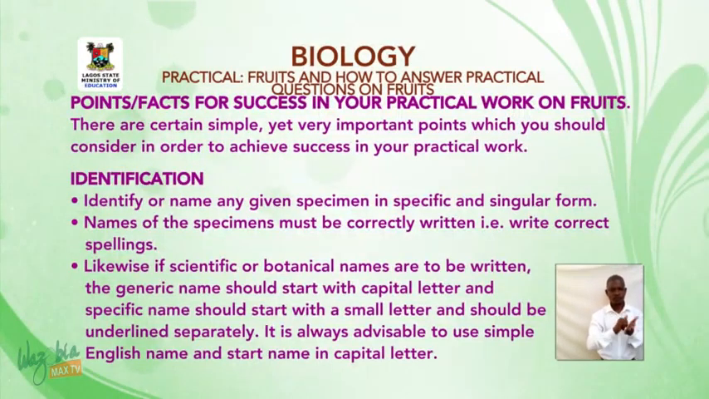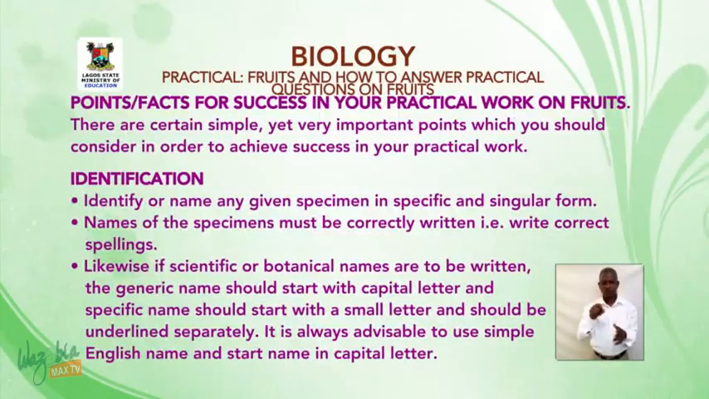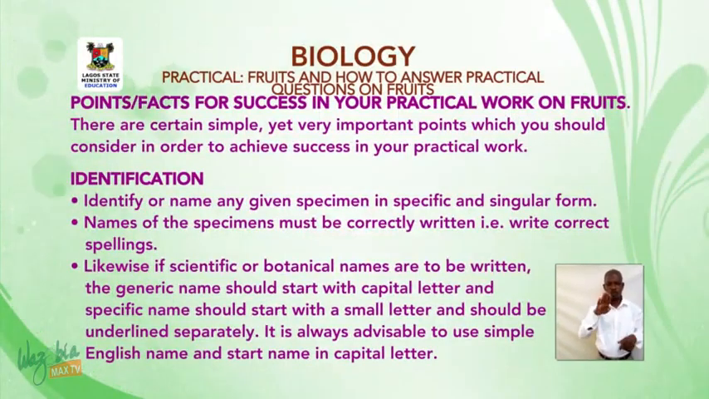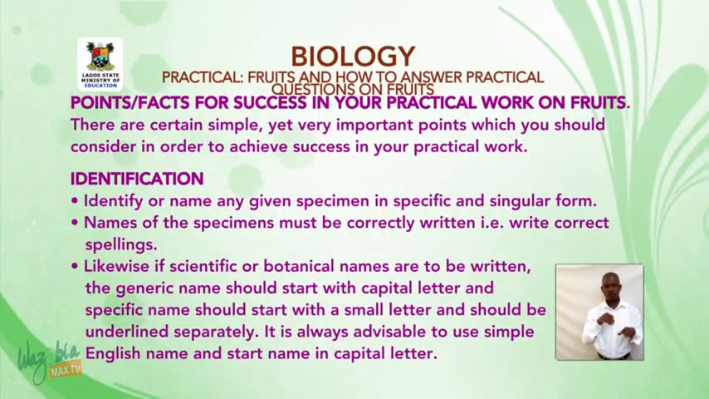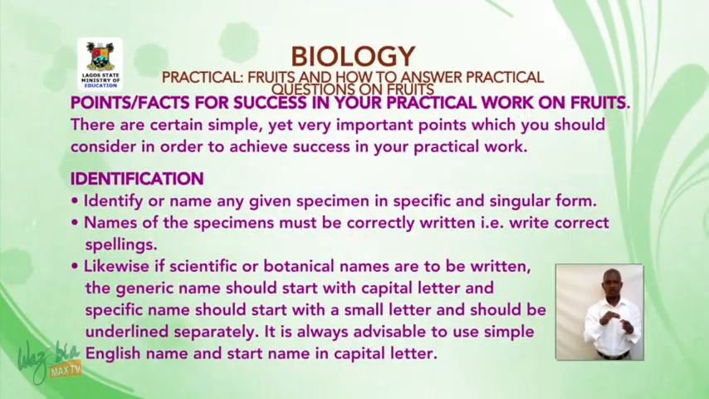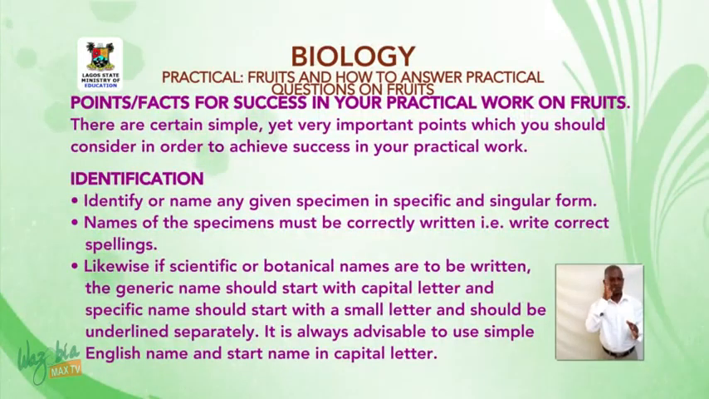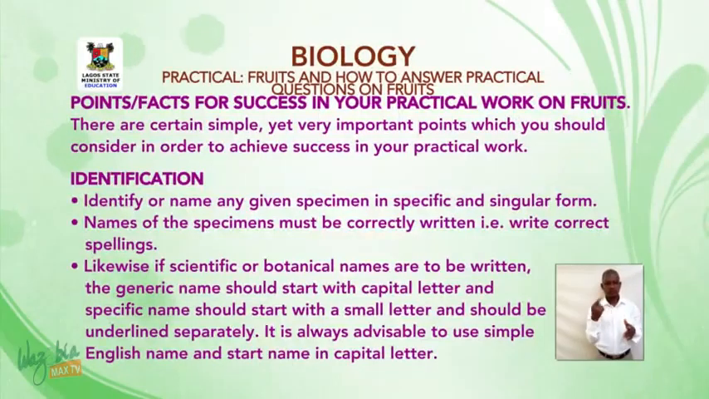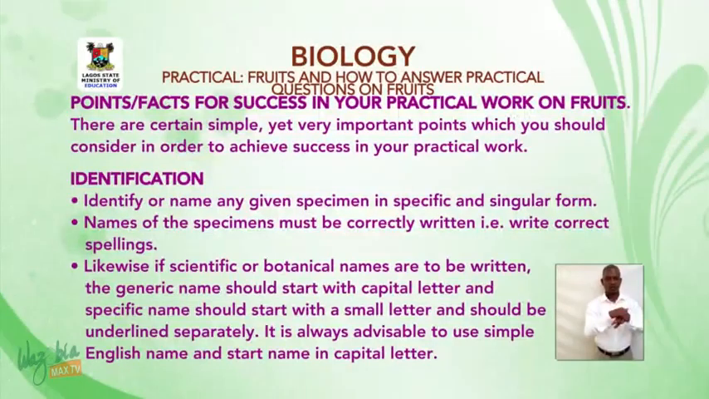Names of the specimens must be correctly written, that is, write correct spellings. Likewise, if scientific or botanical names are to be written, the generic name should start with a capital letter and the specific name should start with a small letter and should be underlined separately. It is always advisable to use simple English names and start names with a capital letter.